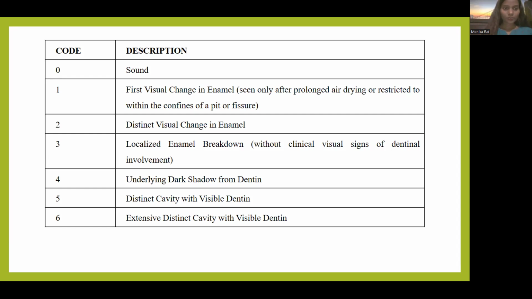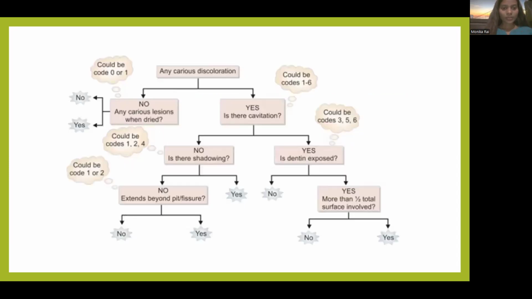So this is the description: 0, 1, 2, 3, 4, 5, 6. 0 is sound, 1 is first visual change in enamel, 2 is distinct visual change in enamel, 3 is localized enamel breakdown, 4 is underlying dark shadow from dentine, 5 is distinct cavity with visible dentine, 6 is extensive distinct cavity with visible dentine.